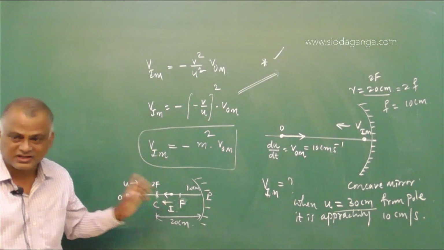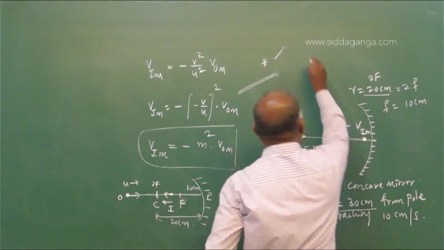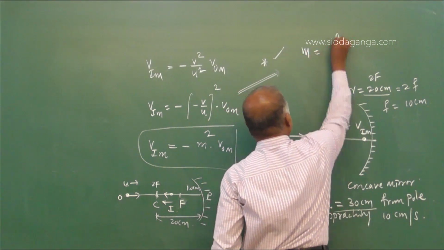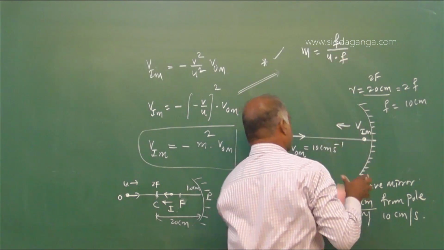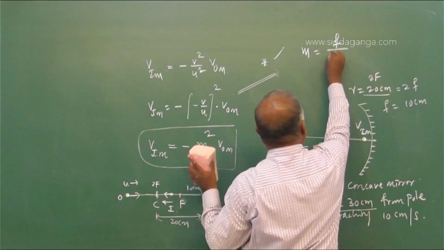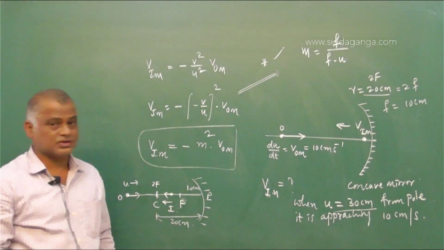Now here we have to find the magnification, dear students. First, we have already taught the formula for magnification. So M is equal to F divided by U minus F, that is F divided by F minus U.